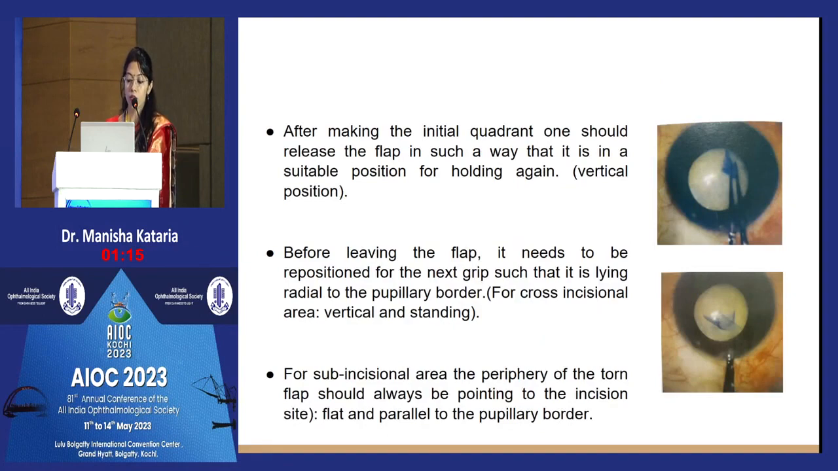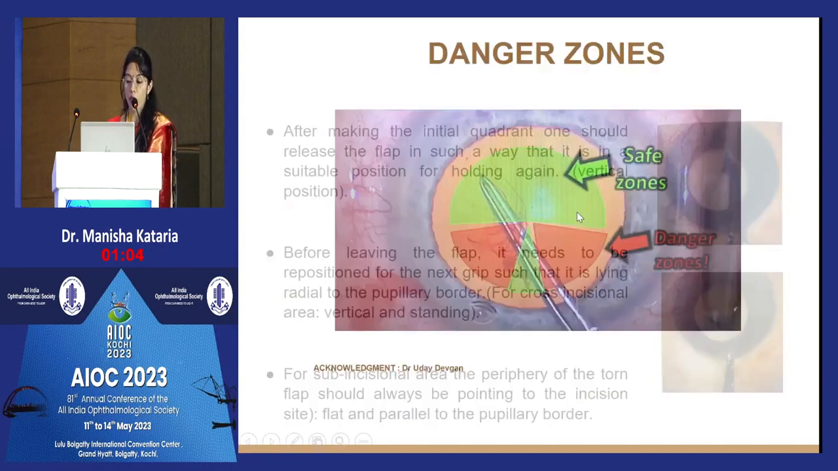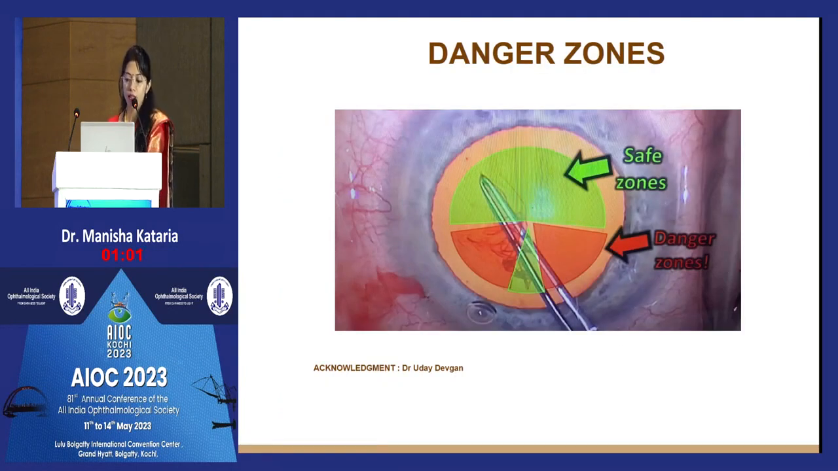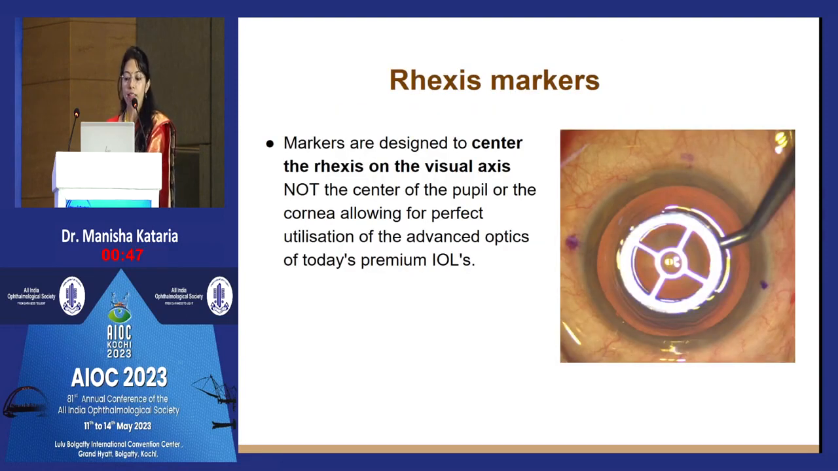Before leaving the flap, it is necessary to reposition the flap. For the cross-incisional area, it should be vertical and standing. For the sub-incisional area, the periphery of the flap should be flat and parallel to the pupillary border. You can understand these as danger zones. These are the two red zones where the elasticity is more, so we have to be careful in these zones. Don't try to re-grasp the capsule again and again in these zones. You can use rhexis markers for better centration of the rhexis, for the utilization of the advanced optics of today's premium IOLs.